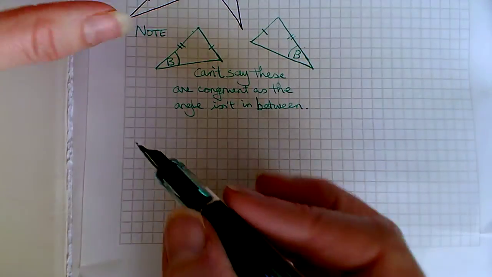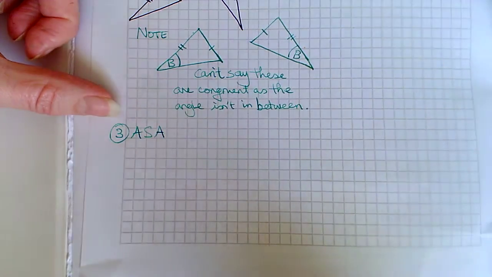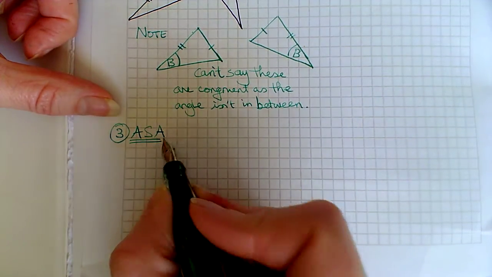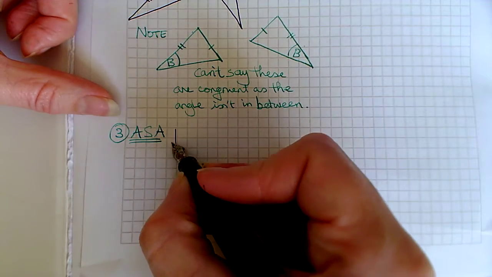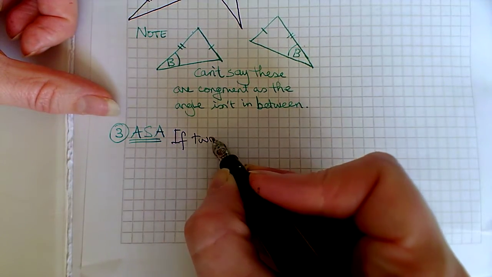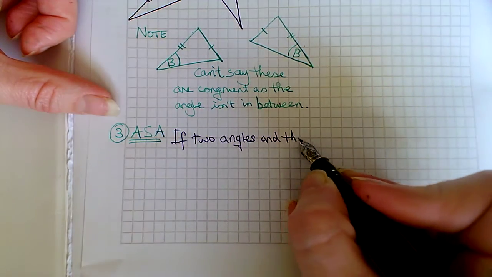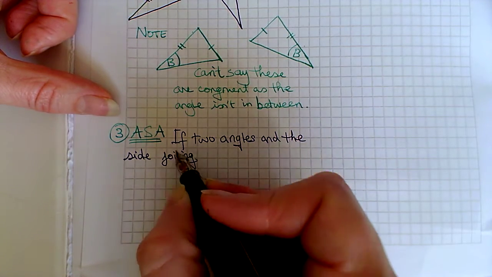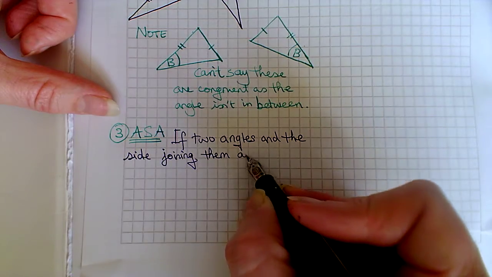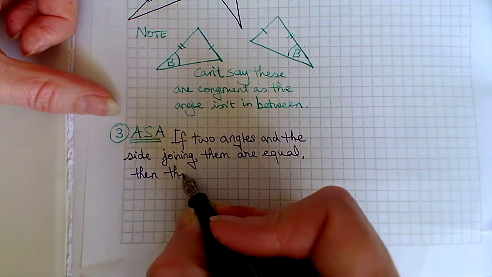Right, the third way we can tell that two triangles are congruent is our ASA rule, angle, side, angle. This time it's two angles and the side joining them. So if two angles and the side joining them are equal, then the triangles are congruent.